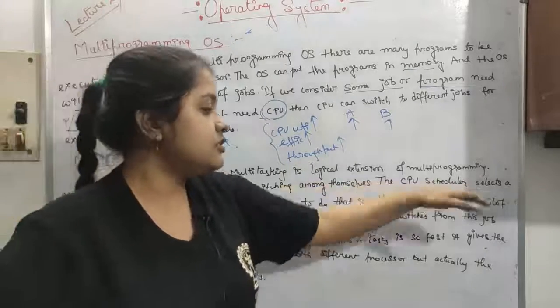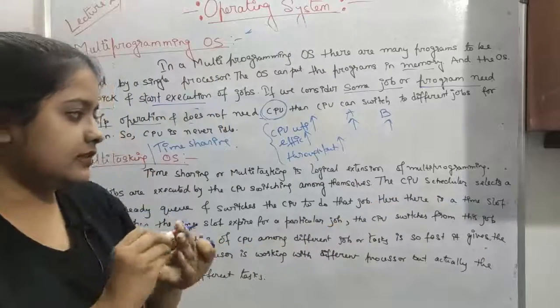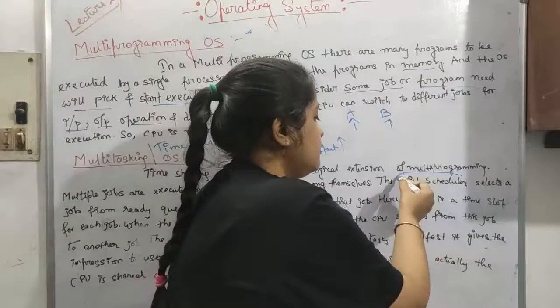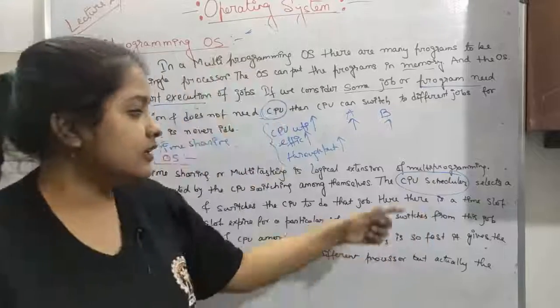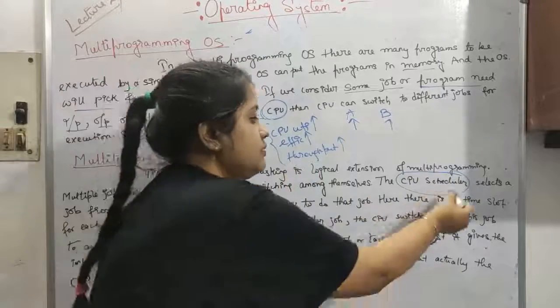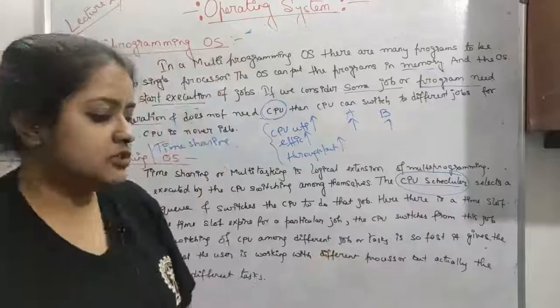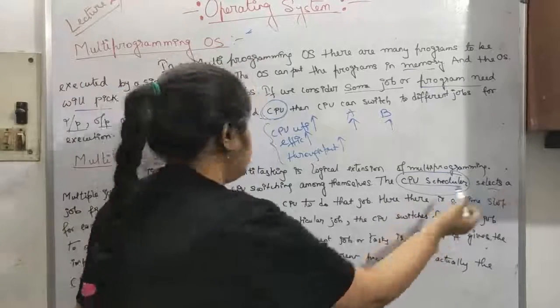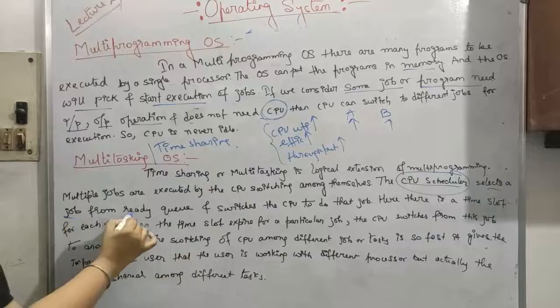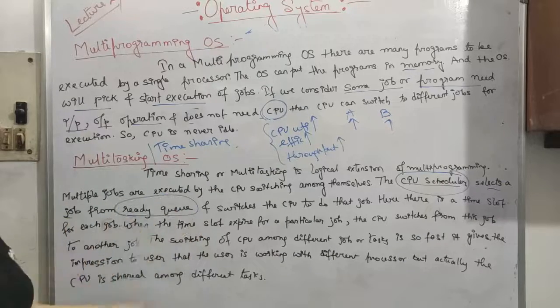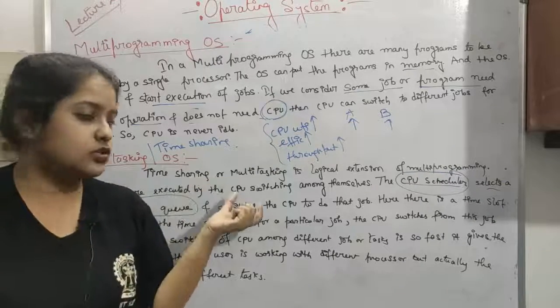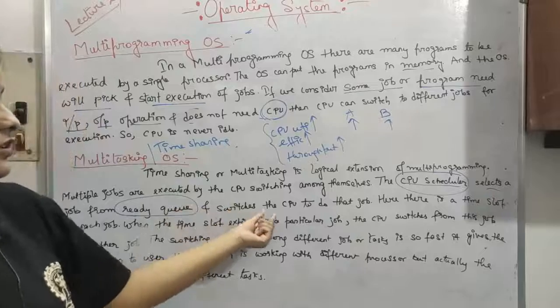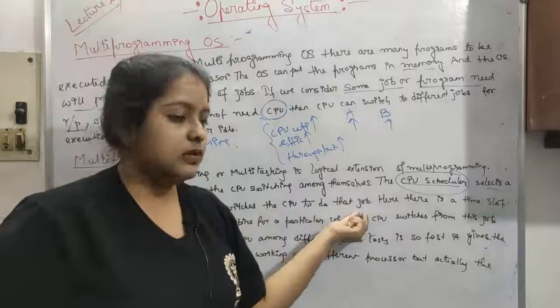The CPU scheduler. These terms we will use extensively and we will see them in our upcoming videos. What is the CPU scheduler? There will be long term scheduler, short term scheduler. We will see this. It selects a job from the ready queue. You will also see the ready queue. So it will pick one job from the ready queue and switch the CPU to do that job.